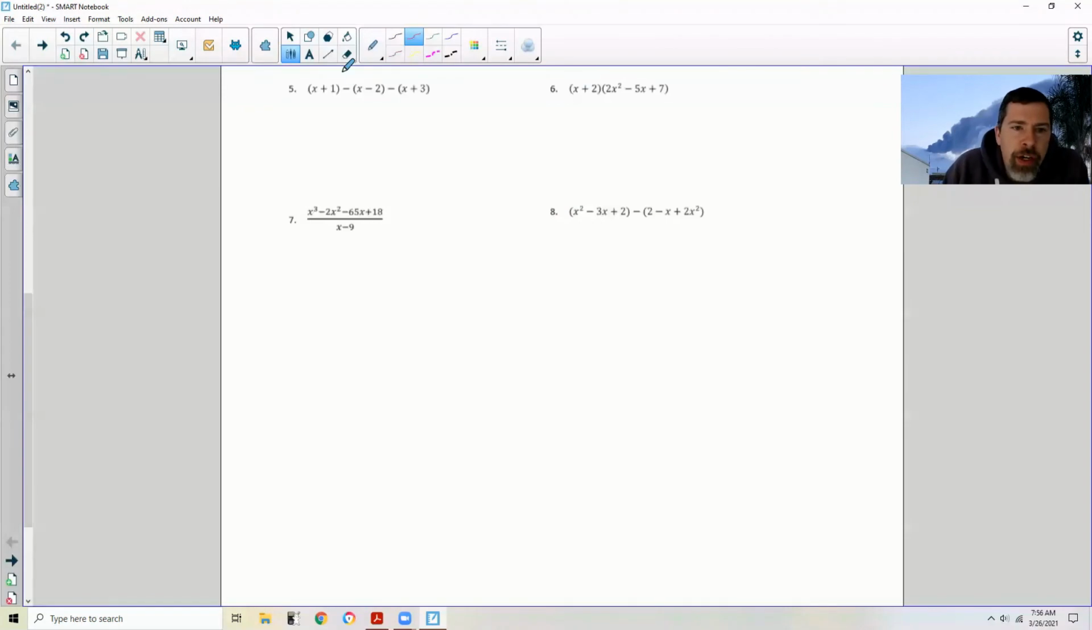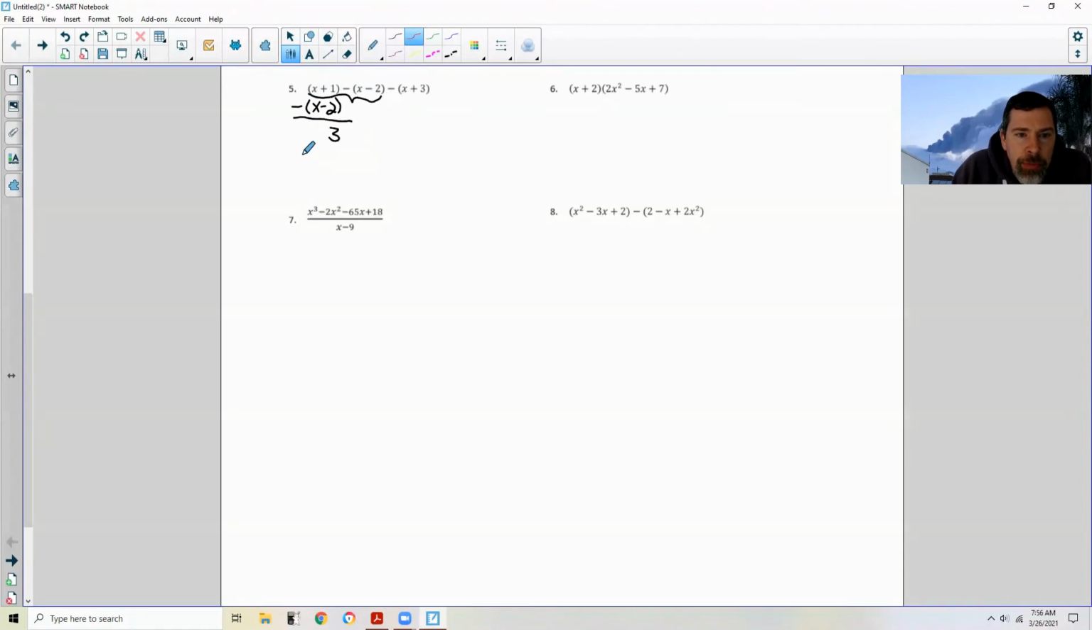Okay, so number 5, be really careful. If there are signs between the parentheses, it is not multiplication. This is subtraction. This is subtraction. So I'm going to write x minus 2 right under here. So I'm going to do one at a time. So I'm going to write x minus 2 underneath, and I'm going to subtract them. X minus x is 0. 1 minus a negative 2 is plus 2. 1 plus 2 is 3. This just came out to be 3. So this is equal to 3.